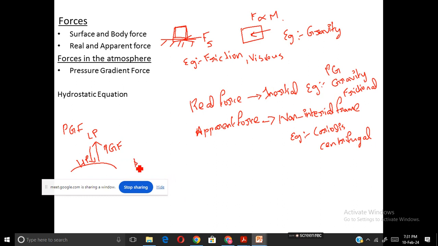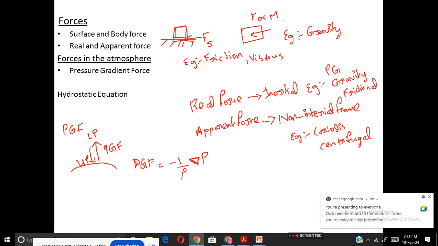You would have derived the equation. Pressure gradient force is equal to minus 1 by rho del P. Here del P shows the rate of change of pressure, and 1 by rho is per unit mass. It is derived in the form of force acting per unit mass of the body, so it comes as minus 1 by rho del P. The derivation is there in the NPTEL class, you can check that. So this is the pressure gradient force.